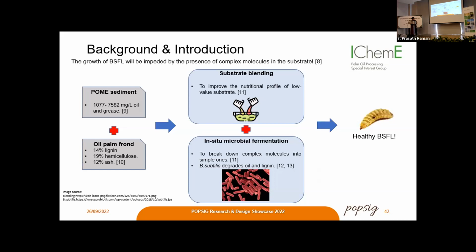The reason behind it is that BSFL can hardly ingest a substrate that contains very complex molecules. So in the substrates that we are going to investigate, the POME sediment could contain up to 7,600 milligram per liter of oil and grease, while the OPF could contain up to 14% of lignin. And the presence of oil, grease, and lignin will definitely impede the ingestion of the substrates by BSFL and slow its growth.